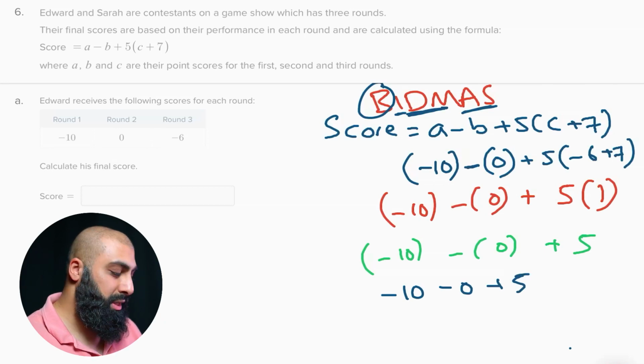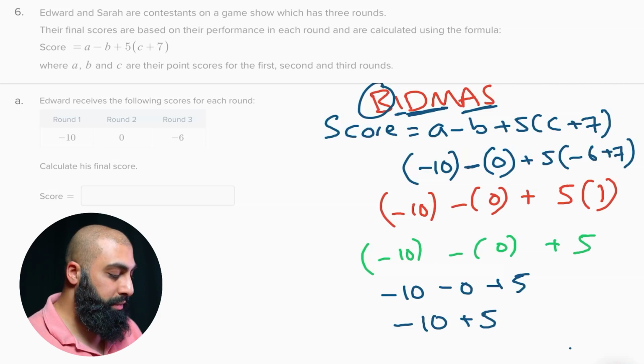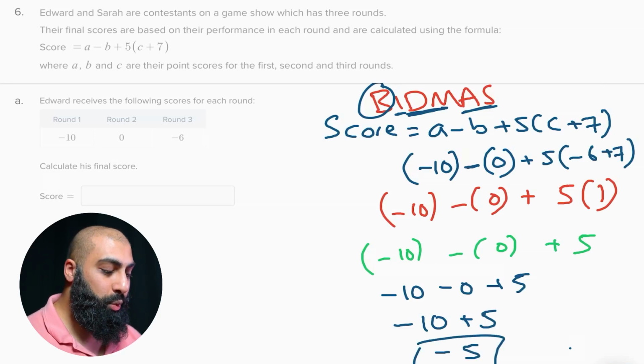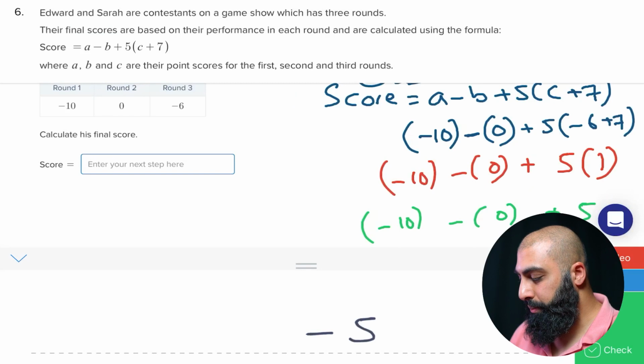Minus 10 plus 0 doesn't do anything. We just get minus 10 plus 5. And then minus 10 plus 5 gives us minus 5. So our final answer is minus 5. So Edward has a score of minus 5 points at the end of round 3. So let's just put that in here. Minus 5.